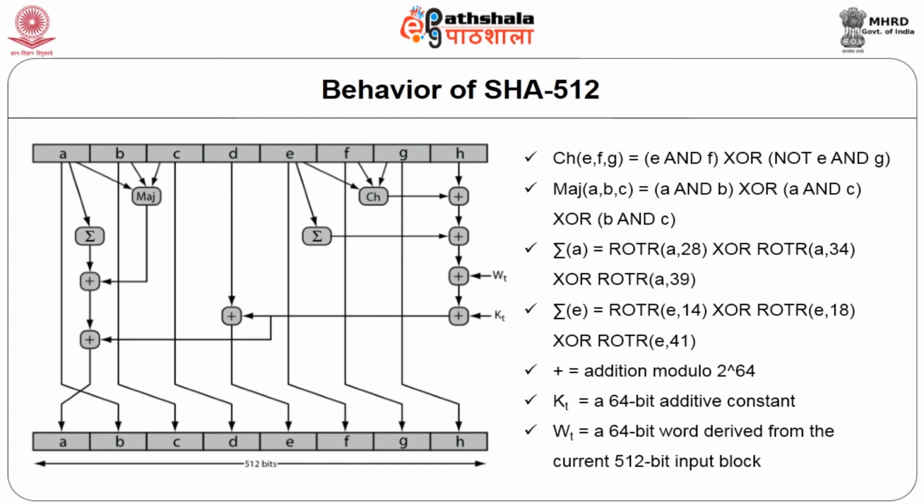While generating WT, what we are adding next to this term is WT minus 7, and the next term is sigma 0 512, and that would be performed on WT minus 15. So you are clear, if I am generating the 19th word, that is W19, I have to perform sigma 1 512 on W17. Then I have to take WT minus 7, that is 19 minus 7, that says 12, and I have to perform sigma 0 512 on WT minus 15, that says W4.